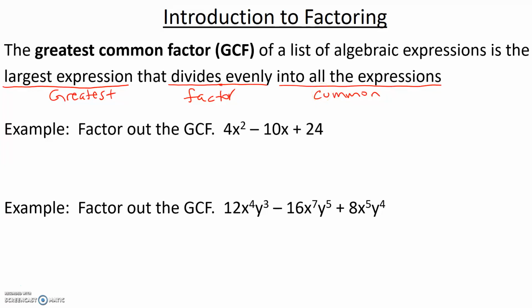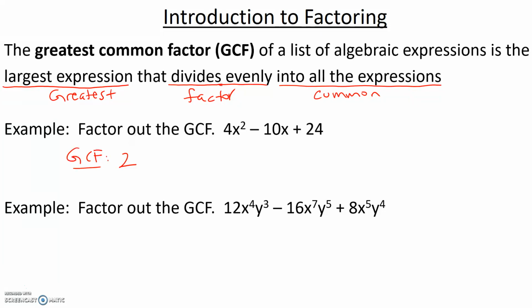Factor out the GCF, or the greatest common factor, of the expression 4x squared minus 10x plus 24. First, let's list the GCF. Let's look at the 4, 10, and 24. We need to find which number divides evenly into 4, 10, and 24, and is the largest number to do so. The largest number that can divide 4, 10, and 24 is 2.